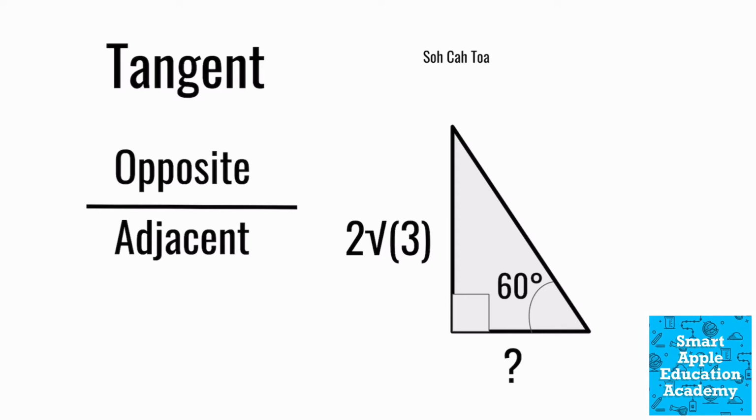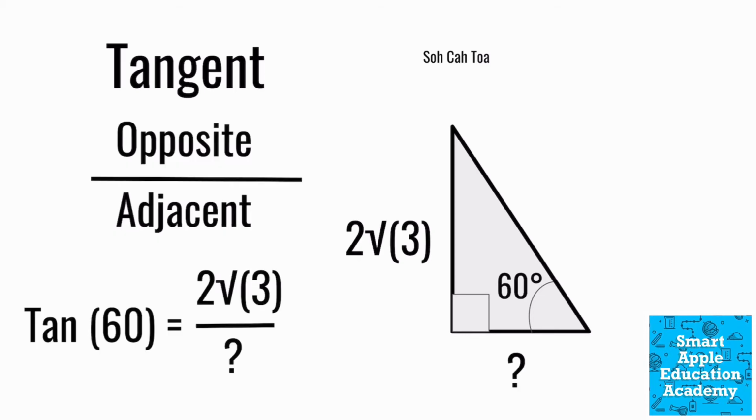How are we going to do that? Well, we know that the ratio for tangent is opposite over adjacent. So the tangent of 60 is 2 times the square root of 3 over the question mark, because opposite of 60 degrees is 2 times the square root of 3, and adjacent to 60 degrees is the question mark. So this is what we have so far.